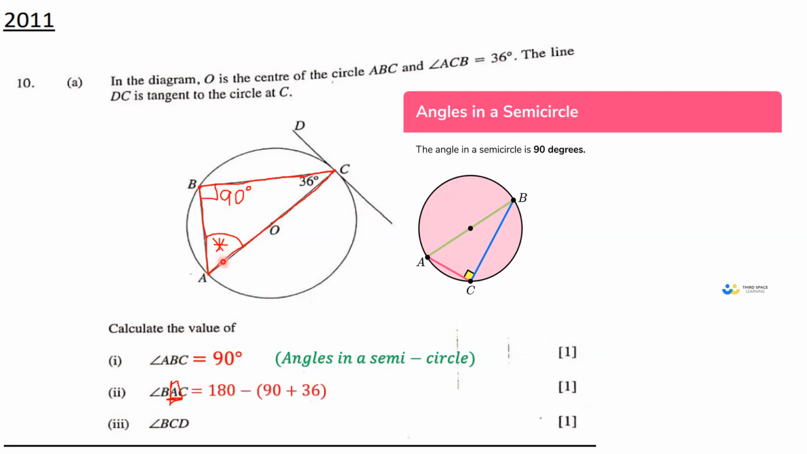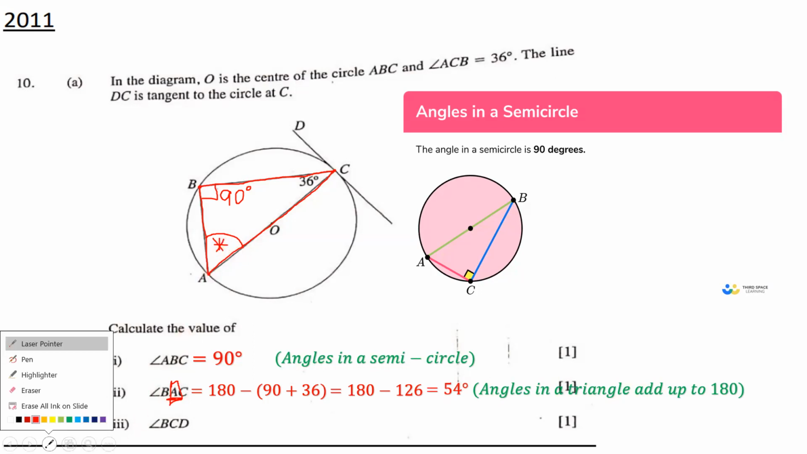And so let's add 90 and 36. What is 90 plus 36? 90 plus 36 is going to be equal to 126. And then 180 minus 126 is going to be equal to 54. The reason why that's the case is because angles in a triangle add up to 180 degrees. And so that means that angle BAC, which is this one, is going to be equal to 54 degrees.